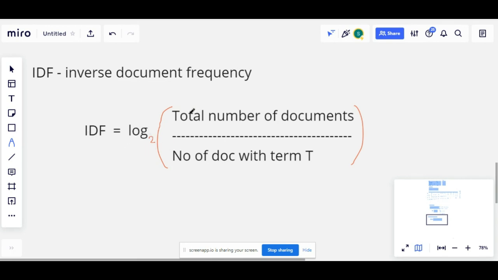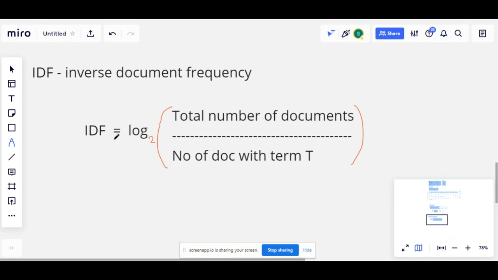log base 2 of the total number of documents in the corpus divided by the number of documents with the term T. So there is some token for which you want to calculate the IDF. You have to check how many documents have that token, and you divide the total number of documents by that value, and take the log base 2 of that entire value.